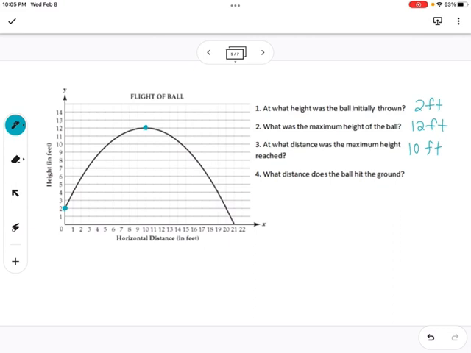Okay, and last question here. What distance does the ball hit the ground? So when it hits the ground, it's at a height of 0. So we're looking at the parabola at the y-axis where it hits 0. And that's right here. So the horizontal distance for when the ball hits the ground is 21 feet.